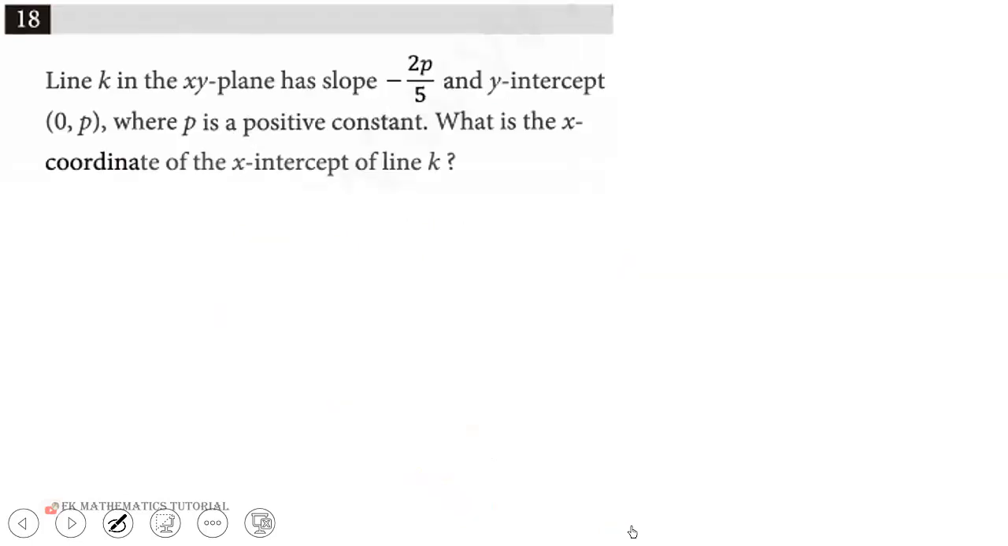Then question 17. The line k in the xy plane has slope negative 2p over 5 and y-intercept (0, p), where p is a positive constant. What is the x-coordinate of the x-intercept of line k? So we have the slope to be negative 2p over 5 and the y-intercept is (0, p). So the equation of the line is y equals minus 2p over 5 x plus p.